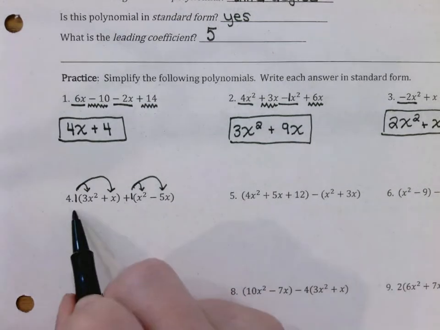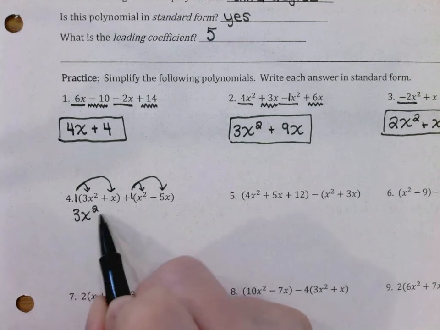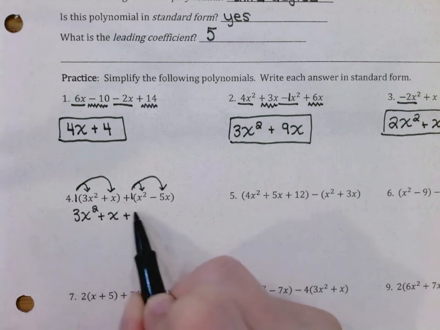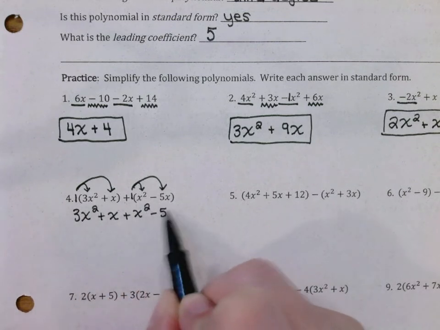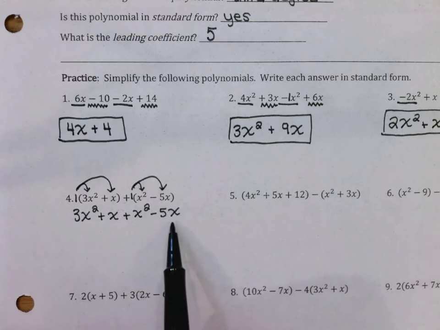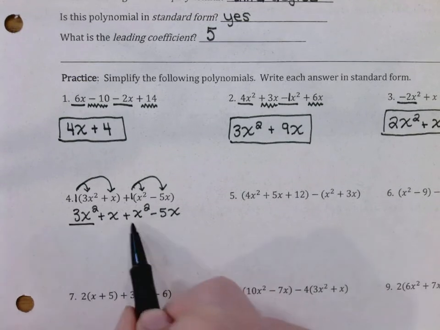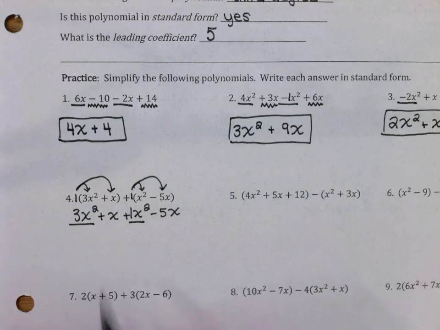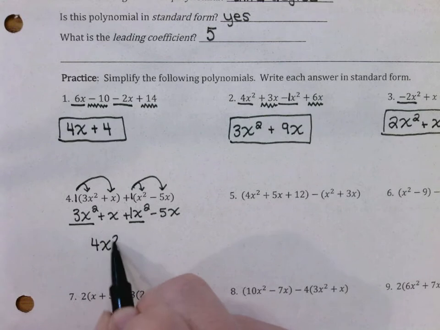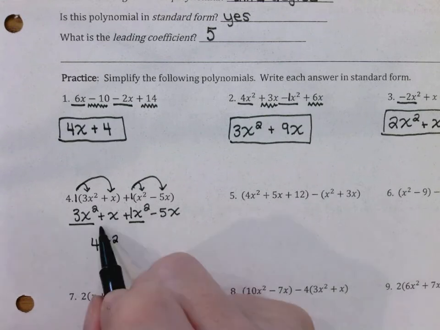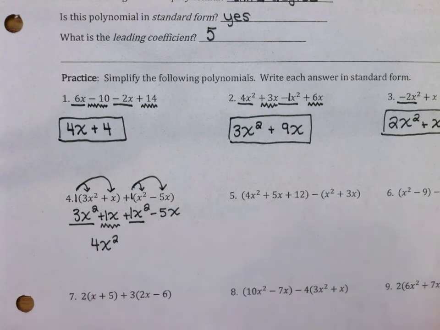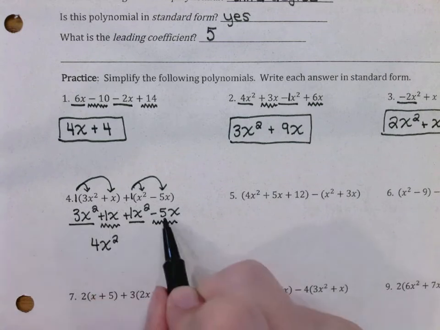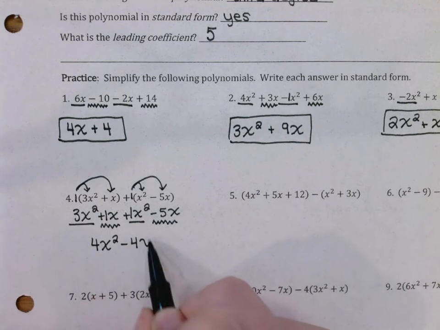So I'm going to rewrite this without the parentheses. 3x squared plus x squared minus 5x. All I did was remove the parentheses here. And now we can just combine like terms. So 3x squared plus what is essentially 1x squared. That'll give us 4x squared. And then here we have 1x minus 5x. Well, 1 minus 5 is negative 4. And then I'll attach my x.